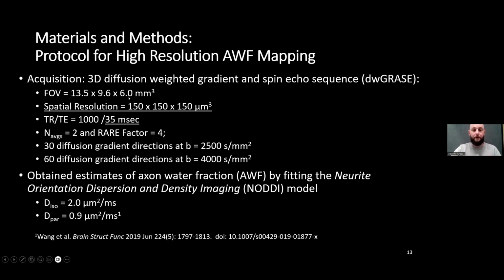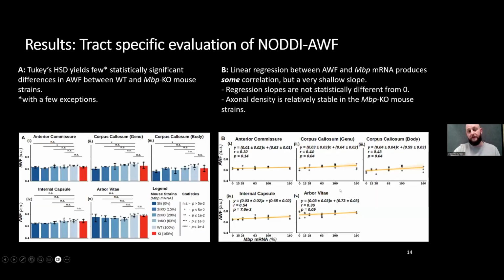And the two critical parameters in our diffusion experiment are the fact that we did it at 150 micron isotropic resolution, and we implemented a long TE to maximally suppress any contribution of myelin. And then we fit the NODDI model to this with parameters that were previously pseudo-validated by Wang et al. in 2019. And when we perform a similar analysis to the one with myelin water fraction imaging, we get very few statistically significant differences between the genotypes.